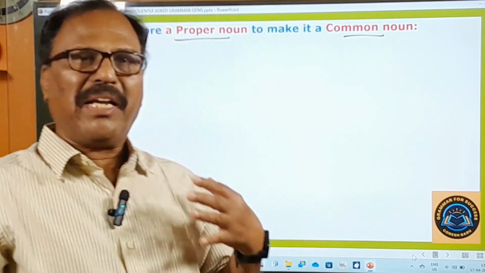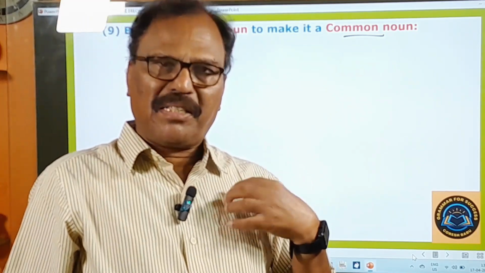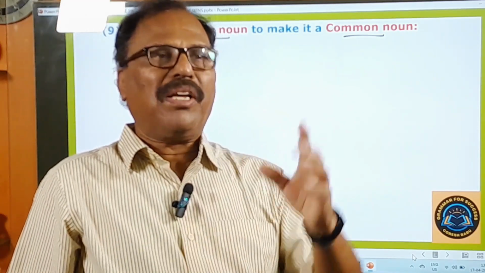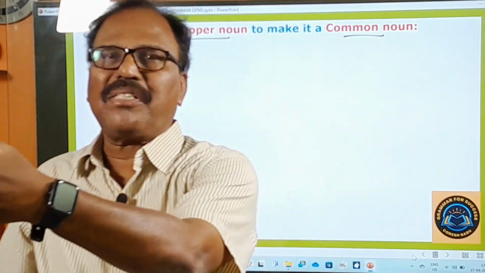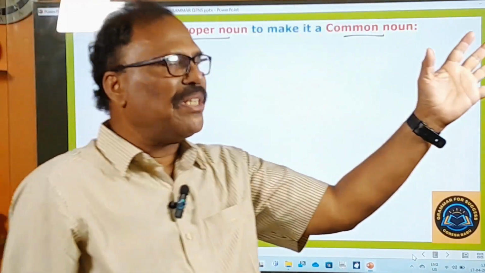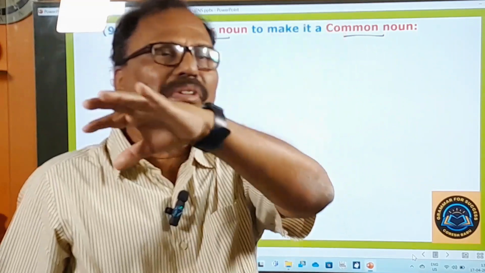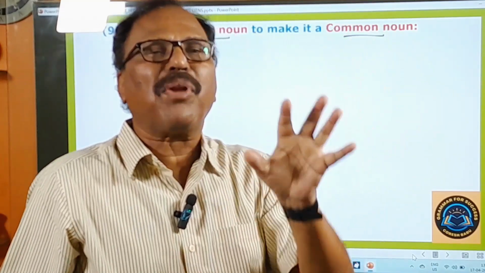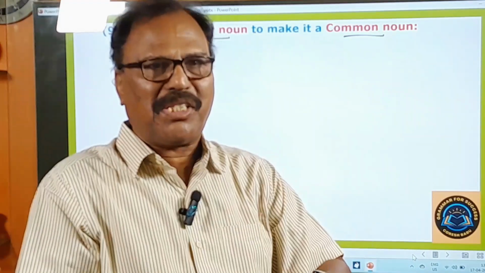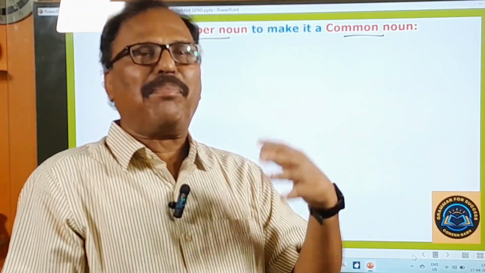Proper nouns. My name is Koresh Babu. So this Koresh Babu is a proper noun. His name is Rakesh. His name is Malesh. Or her name is Sheila. Her name is Sunita. What are they? They are all proper nouns. Proper nouns means own names. Own names are called proper nouns.